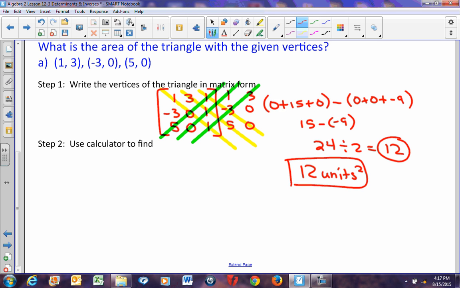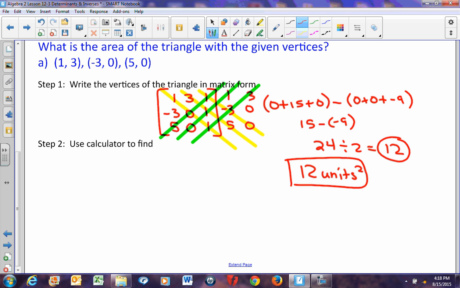So I'm going to do determinant of, now pull up my matrix. I have to put in my 3 by 3 matrix. So I'll scroll over to a 3 by 3 matrix. Okay, 3 rows, 3 columns, that's going to be okay. And then I'm going to put it in: 1 tab, 3 tab, 1 tab, negative 3 tab, 0 tab, 1 tab, 5 tab, 0 tab, 1 tab. And then hit enter. It tells you it's 24, divided by 2, you get 12. So there you have it. So now you can find your determinants using both of your calculators.